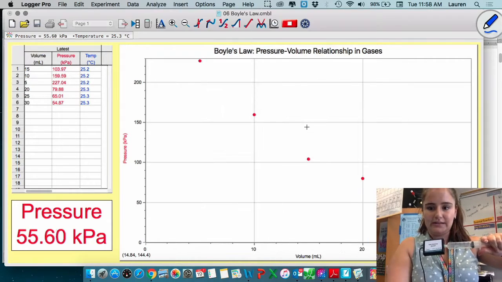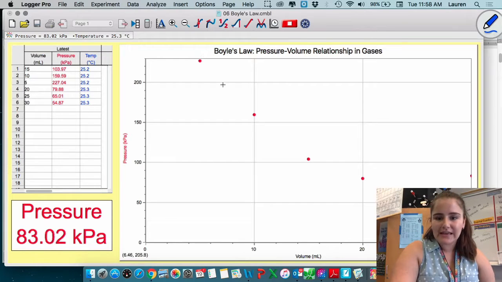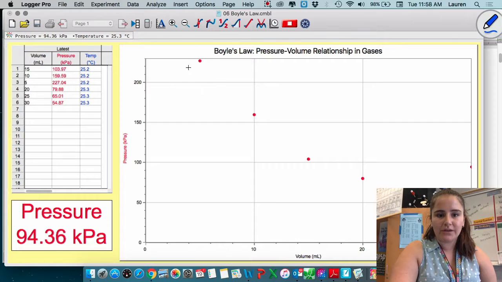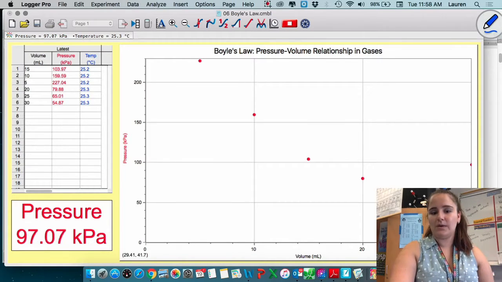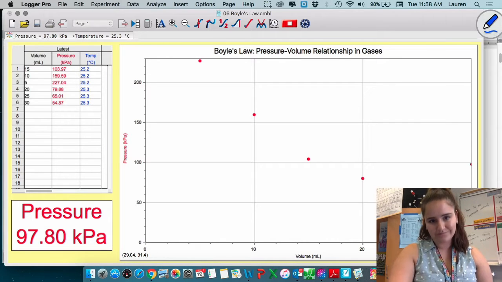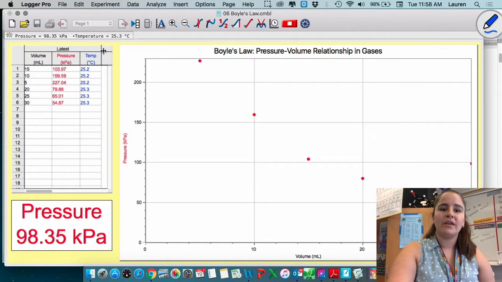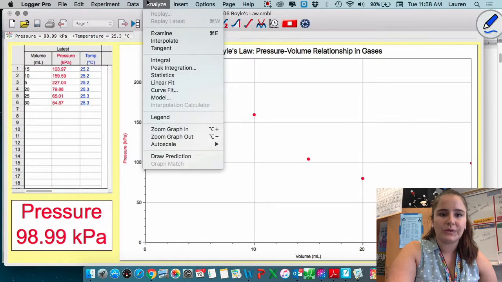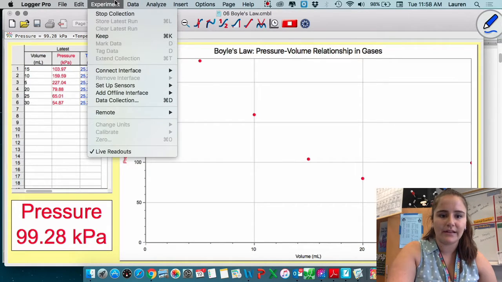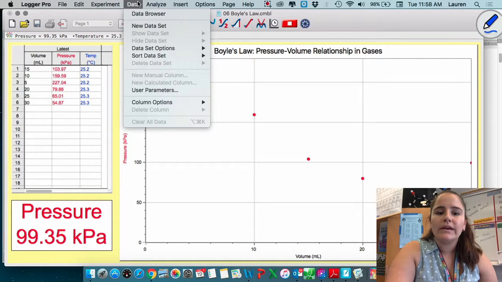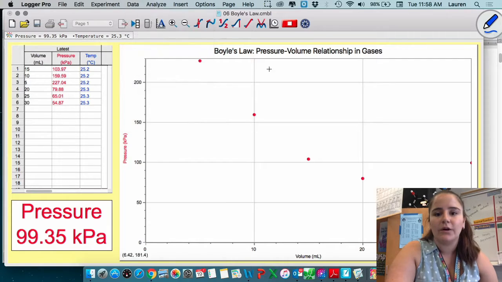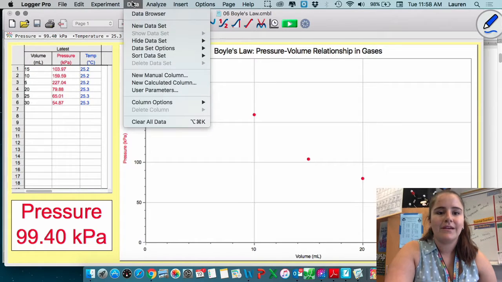30 milliliters. So you can see that inverse shape on the graph. At the low volumes, it was at high pressure, and at the higher volumes, it was at lower pressure, which makes sense. And I can also show you if I do a new calculated column, under Data.